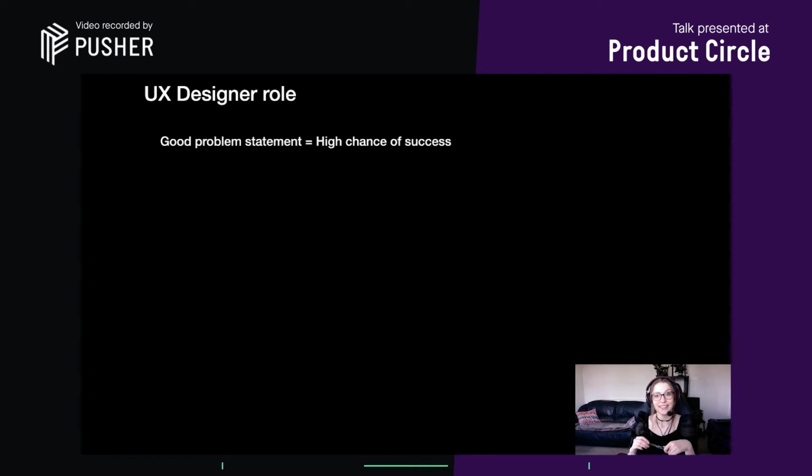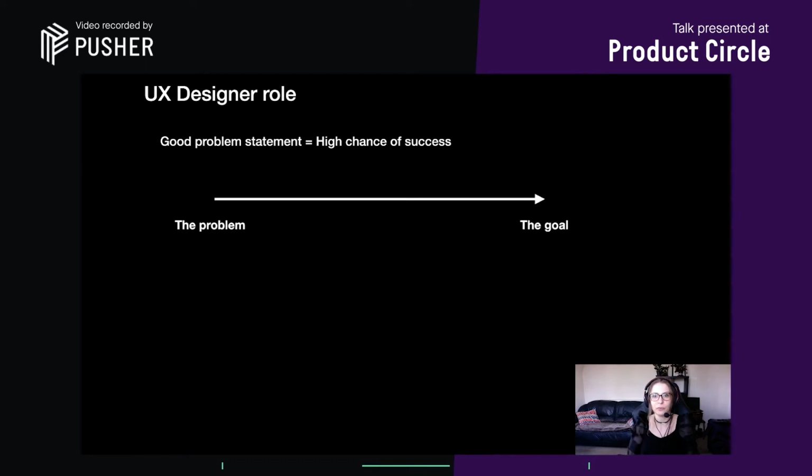So as I said, having a good problem statement increases your success chance. And why do we do that? We're trying to see the way from the problem to the goal in one short sentence that can guide us. And how do we get there? Well, ask any person, ask 100 people, you'll get 100 different replies. How do we get there? But there are three major things that you need to keep in mind.